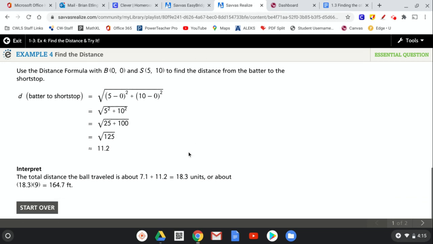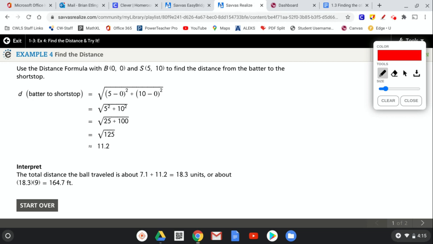So that is the next part, batter to shortstop. Okay, we're going from the batter to the shortstop. We're going to label those points as x1, y1, x2, y2. So we're going to plug this 5 in here. We're going to plug this 0 in here.